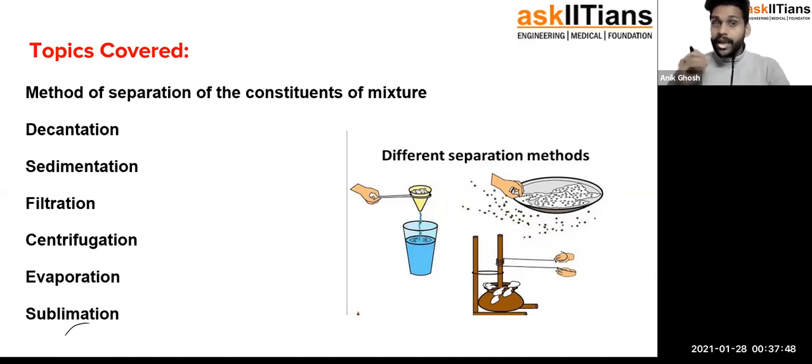But before doing that, you need to know how many types of mixtures are there, isn't it? And apart from that, how to make a mixture, what are the constituents needed to make a mixture, and only then you'd be able to understand how to separate out these constituents, isn't it? So there are so many different ways, mainly the physical methods we are going to learn today, like decantation, sedimentation, filtration, centrifugation, evaporation, and sublimation. So these are the methods we are going to learn today.